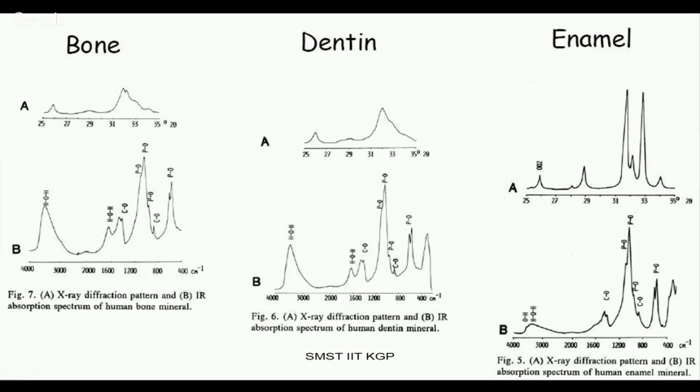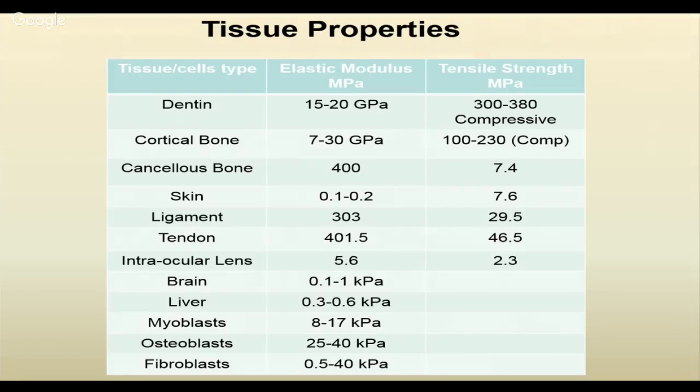So whenever we go for materials, we see a huge range of materials. They have many different viscoelastic and mechanical properties. So our job is to choose the right material for the right job. What we can see here is that dentin has an elastic modulus of 15 to 20 GPa. Cortical bone has a modulus of 7 to 30 GPa, and the compressive strength is 100 to 230 MPa.